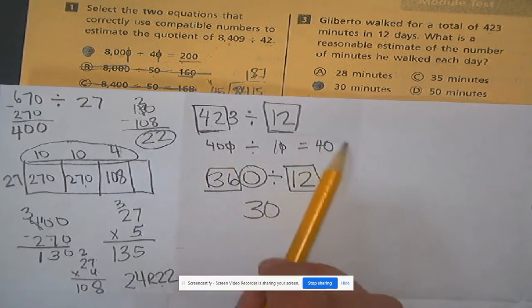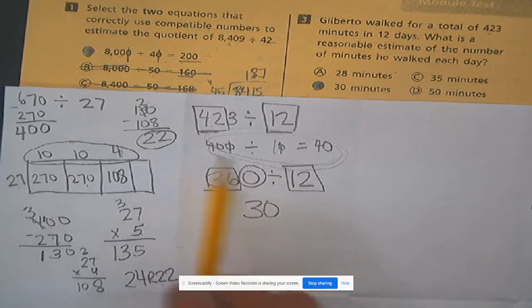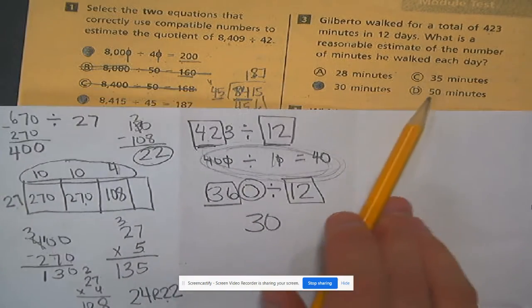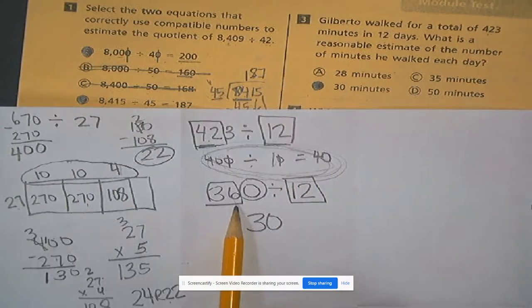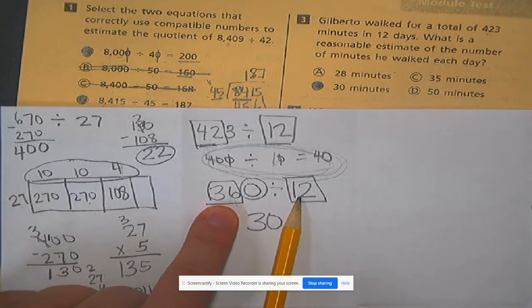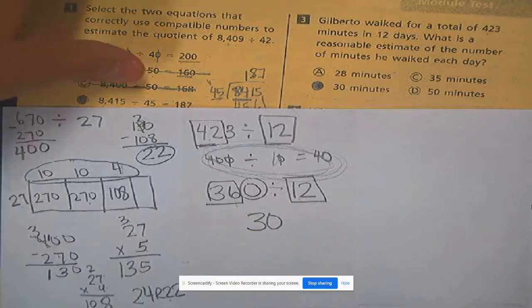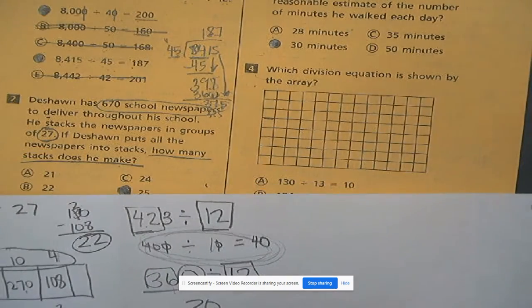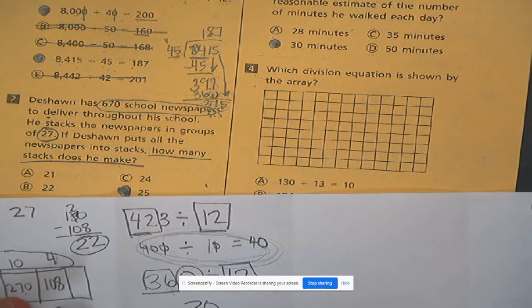You need to say, hey, this is what I think would happen, and this is the easiest division problem. But nope, they want us to be more specific. So we had to find those two compatible numbers that could divide out easily. Okay, which division equation is shown by the array?